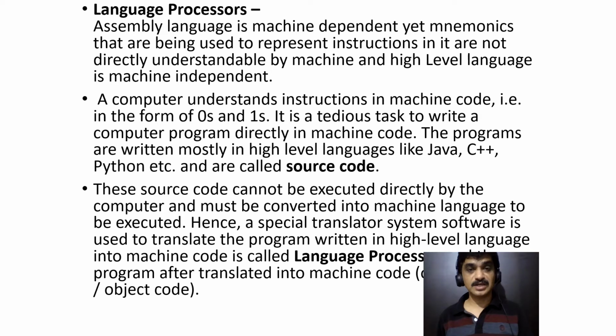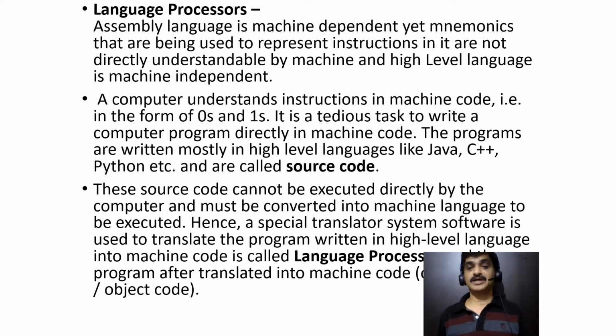Let us understand, a computer understands instructions in machine code, that is in the form of zeros and ones. Repeatedly we are using the words machine code or machine language or low level languages, where only zeros and ones are understood by the computers. It is a very tedious task to write a computer program directly in machine code. It is very difficult to write. No expert can directly write machine code. It is tedious, right? The programs written mostly in high level languages like Java, C, C++, Python, etc. are called source codes. Source means it is the source for the data feeding.